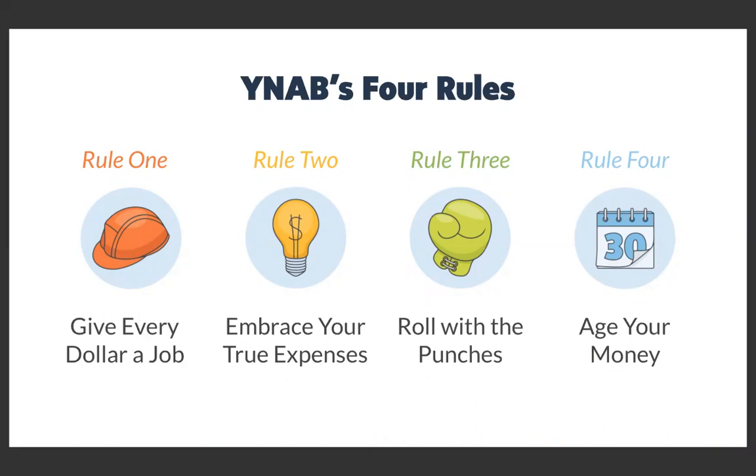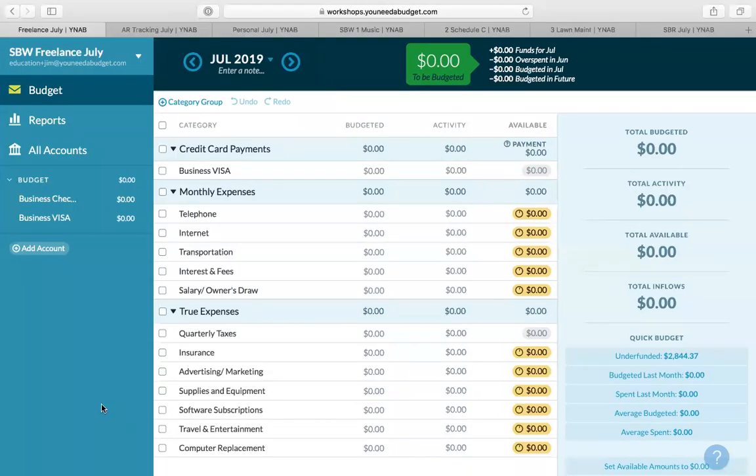Let's jump on over to YNAB, where I've set up a small business budget, a brand new one. Now, we recommend keeping your business budget separate from your personal budget, using your business checking account to fund that business budget. Though if your business is so small that you just use your personal account, like maybe you're a crafter, sell a few scarves on Etsy, then you could choose to just add a category group for your business expenses in your personal budget.